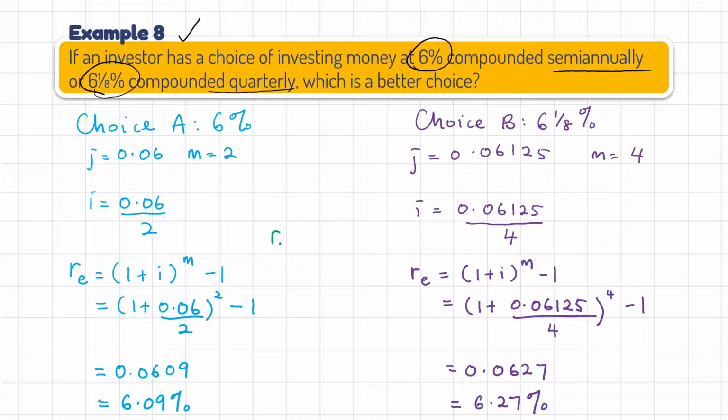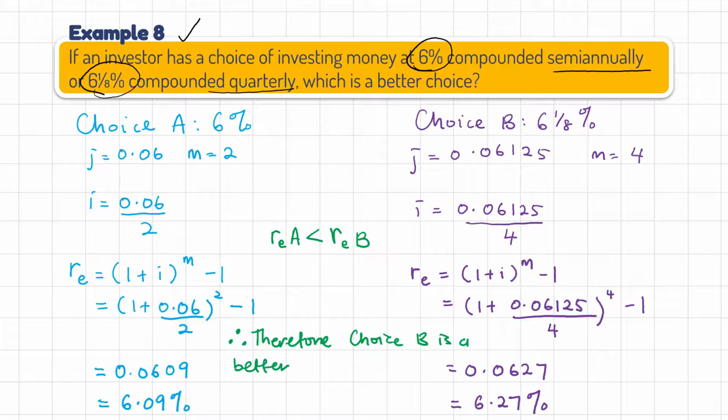From here, we can see that the effective interest rate for A is less than the effective interest rate for B, because we have 6.09% is less than 6.27%. So as a conclusion, we would write: therefore, choice B is a better choice because it has a better effective interest rate. So this will be our final answer for this example. You need to write this comment in order to express your choice. Okay?